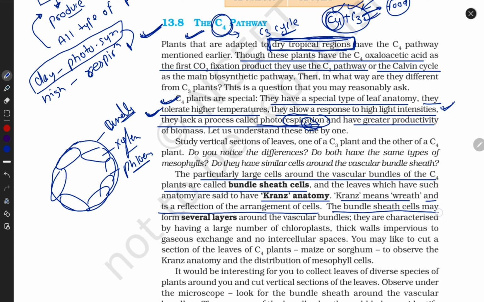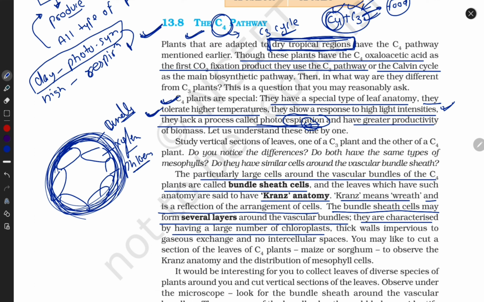The bundle sheath cells may form several layers around the vascular bundles. This is not one layer, guys, this is multiple layers, so CO2 and O2 can't cross easily. They are characterized by having a large number of chloroplasts. They contain lots of chloroplasts.